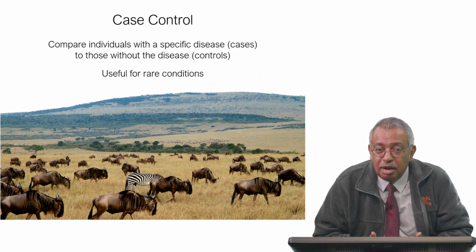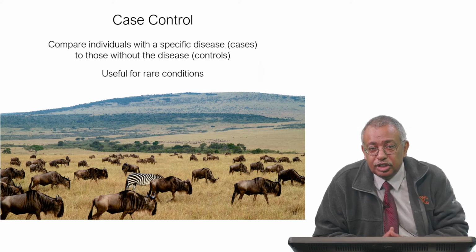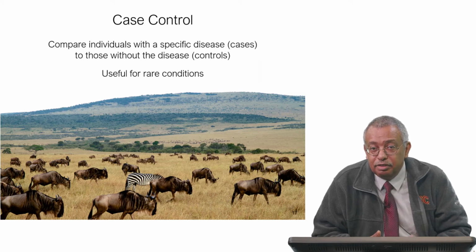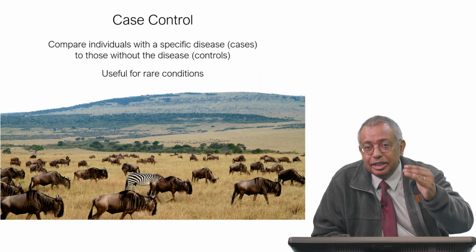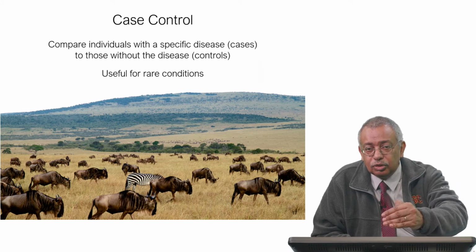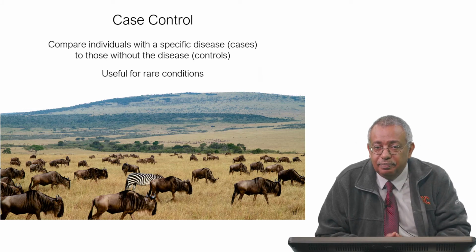Because if you start with a population and you're following people over time, if it's a very rare condition, 1 out of a million or 1 out of 100,000 getting it, then you will have to wait for a very, very long time to get enough cases. But if you start with a case control study, then you can actually start with the number of cases that you want and matching controls, and therefore you go back and study the exposure.